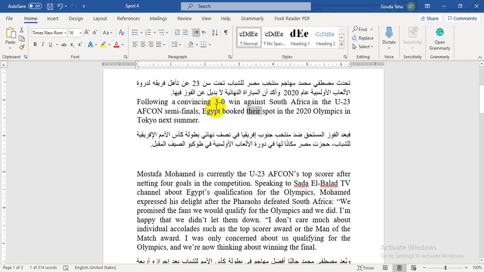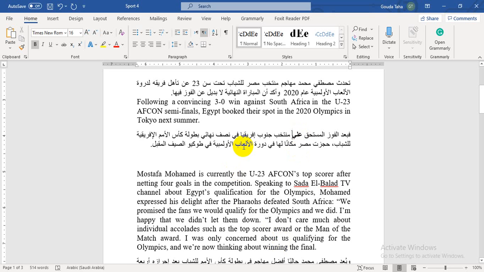So "convincing win against", we have ضد. Do we say الفوز المستحق ضد or على? So على منتخب جنوب افريقيا في نصف نهائي. So we could say في نصف نهائي بطولة, or we could say في الدور قبل النهائي. So في نصف نهائي بطولة كأس الأمم الأفريقية.